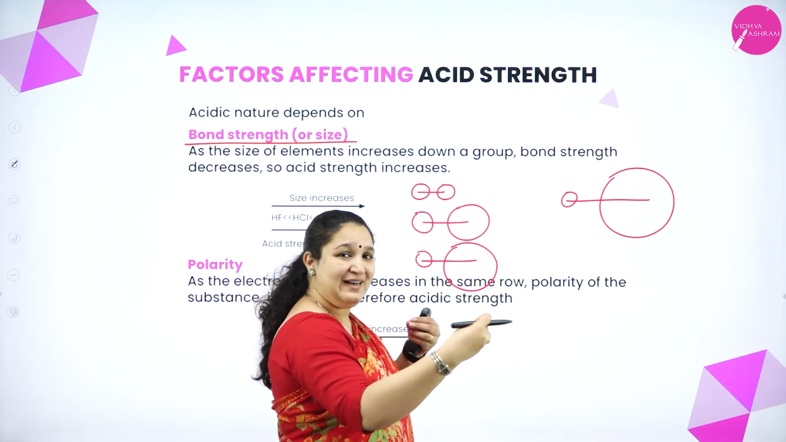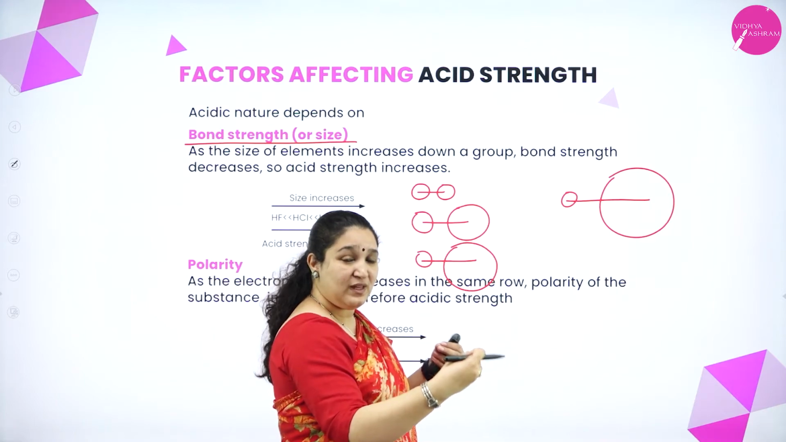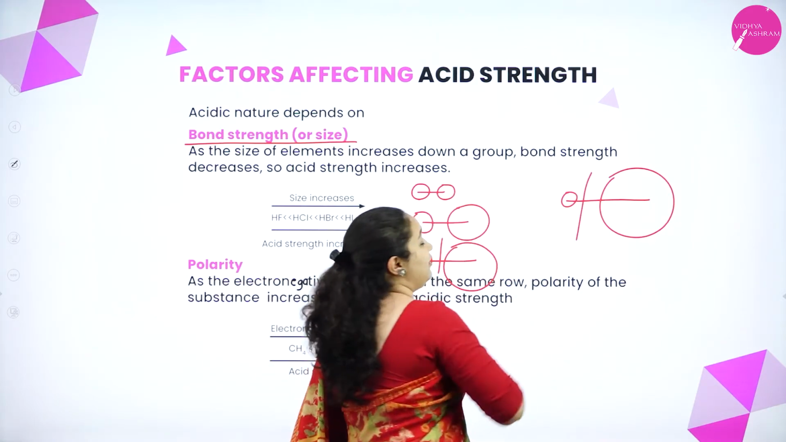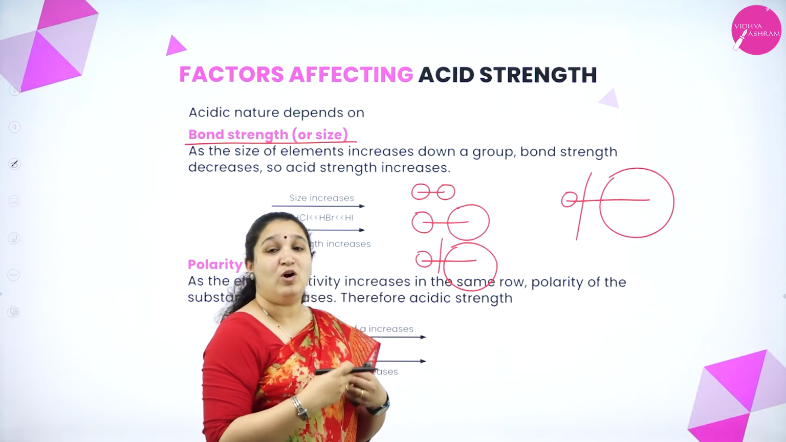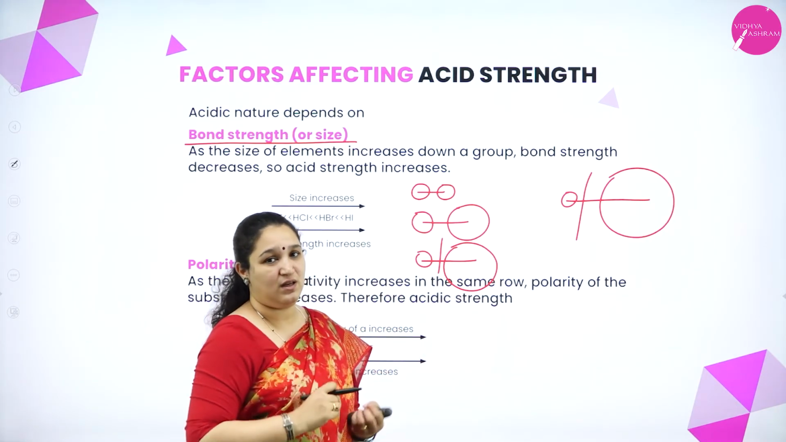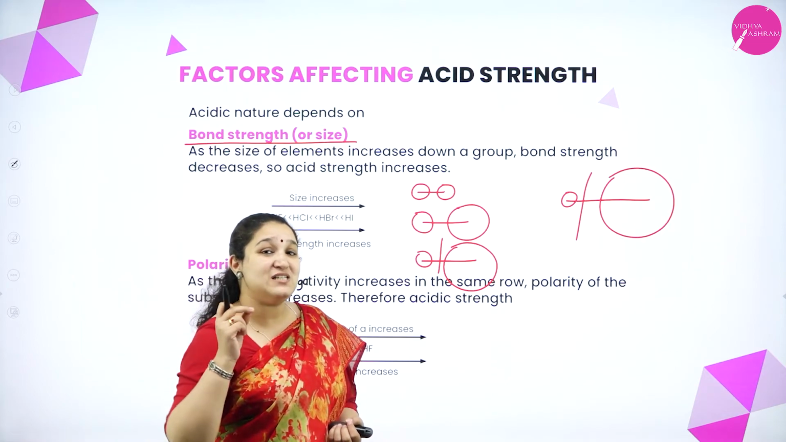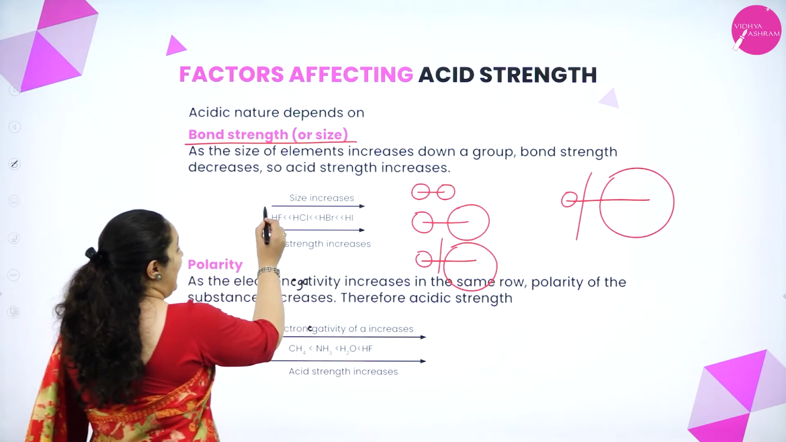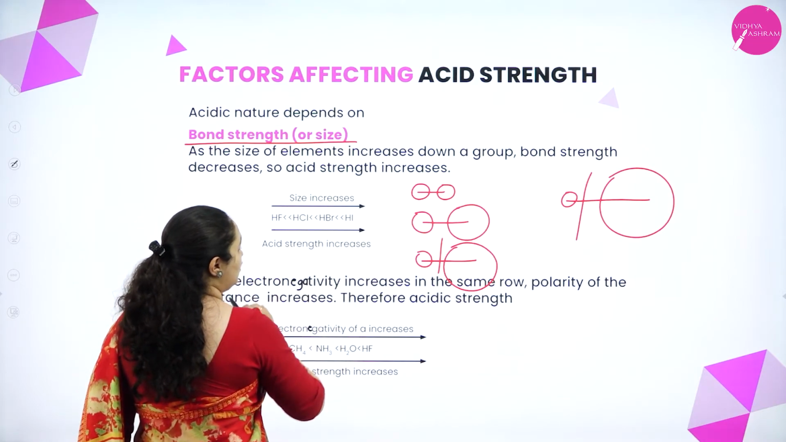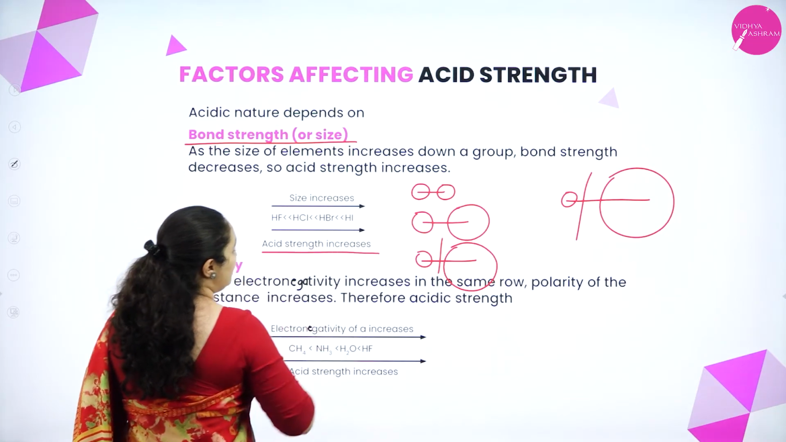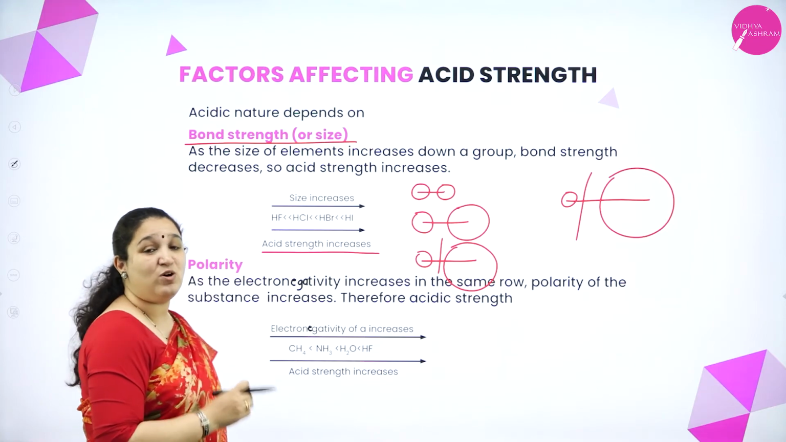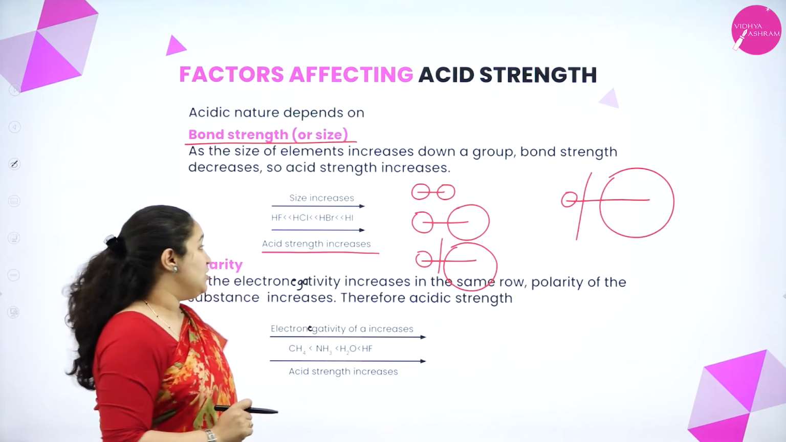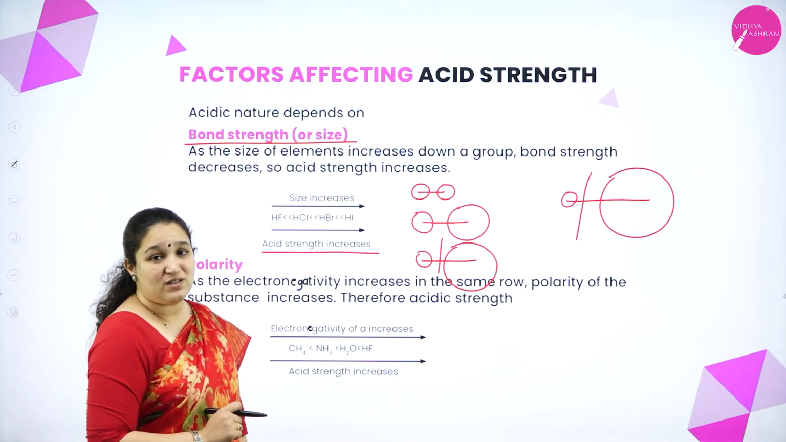So the bond length becomes more, it is easier to break. It's very easy to break compared to hydrogen fluoride because the bond length is longer, the bond strength decreases. And when the bond strength decreases, acidic strength increases. Thus, as the size increases down the group, acidic strength also increases because the bond strength decreases. Okay, so that's about the bond strength.